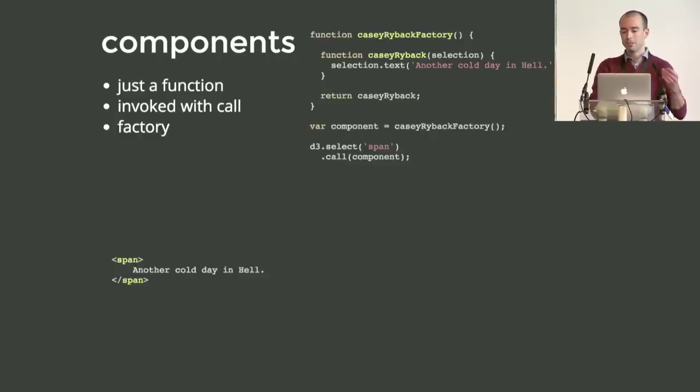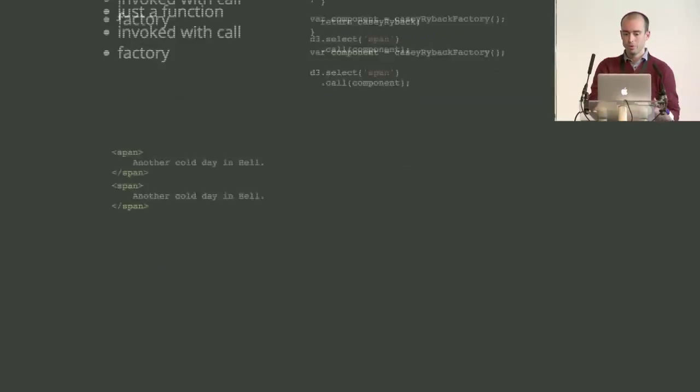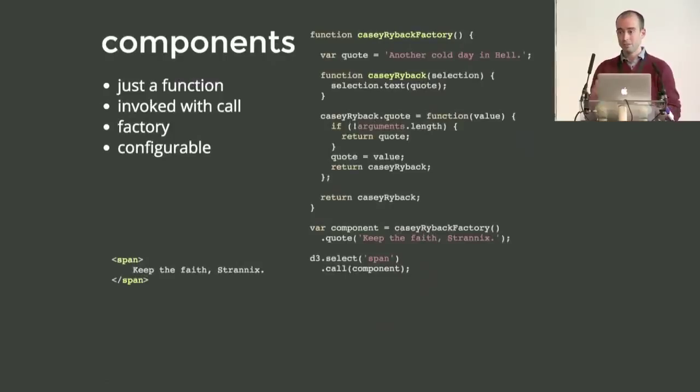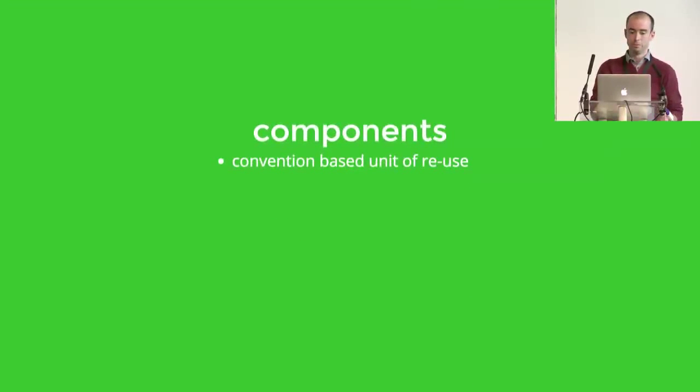So by convention, components are implemented as factories, which return an implementation of the component. That's only important once you want to have instance-specific configuration within your components, and this is just the D3 method for doing that. But you can see at the bottom, we're starting to get something that looks more like the built-in D3 components. So a component is the convention-based unit of reuse. It's not like we're invoking D3 create component or anything like that. It's just pure JavaScript.